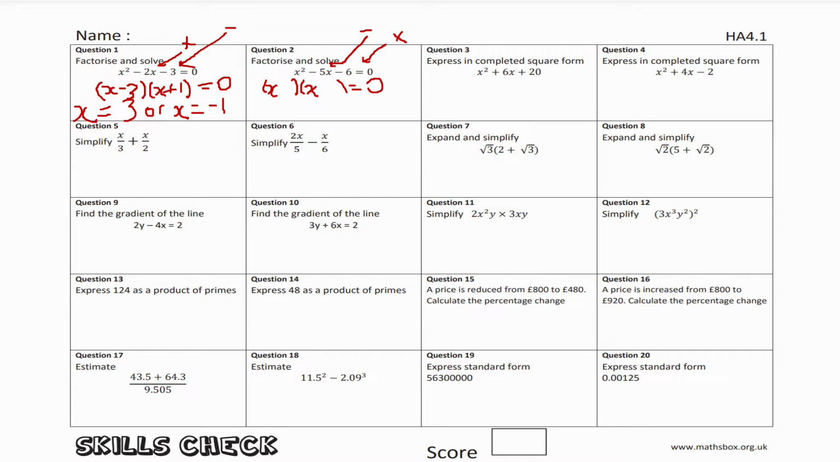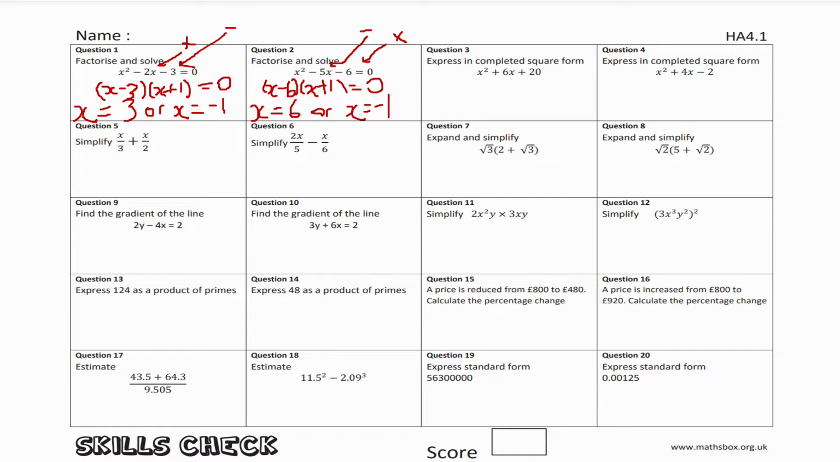So that's going to be negative 6 and plus 1, because if I expand it, I get x squared plus 1x minus 6x, which is minus 5x, and then minus 6 times positive 1 is negative 6. So solving this, we're going to get that x is equal to 6 or x is equal to negative 1. So they are my solutions to the quadratic equation for question number 2.